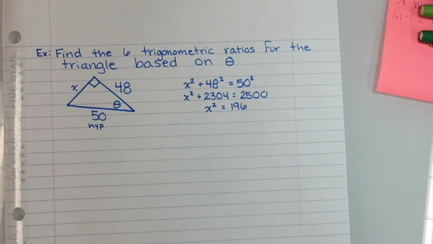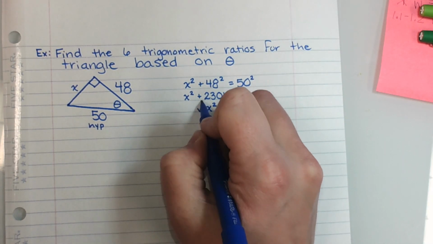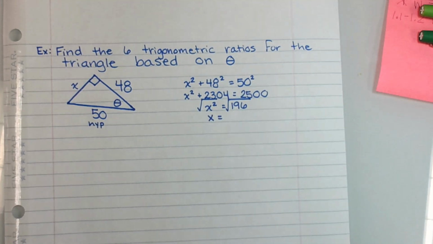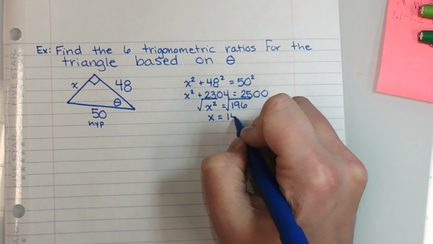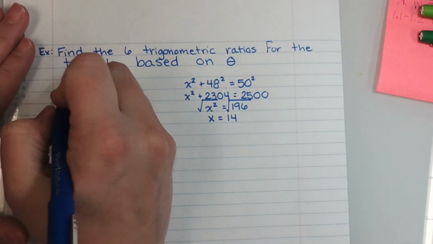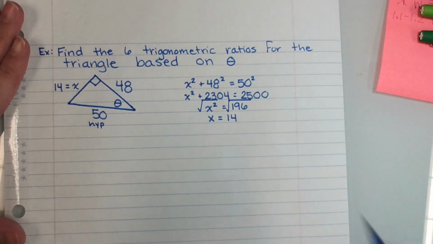To get rid of the squared, I take the square root. Do I need a plus or a minus here? Nah, it's triangles. X is equal to 196 is a perfect square. 14. Before you start looking for things that divide out, make sure you check if things are perfect squares, if they're bigger than the perfect squares you know. Okay. So, now I do know that this side is 14.